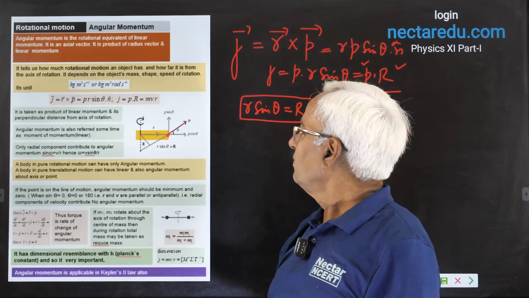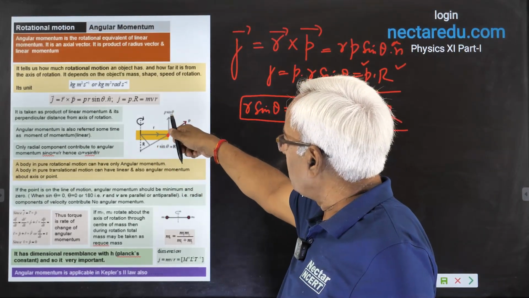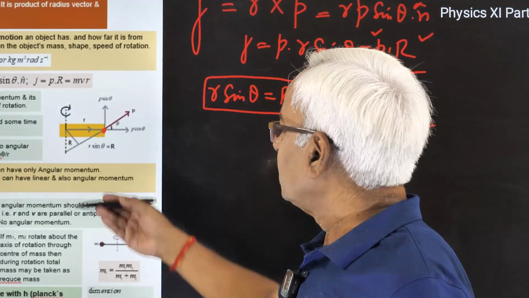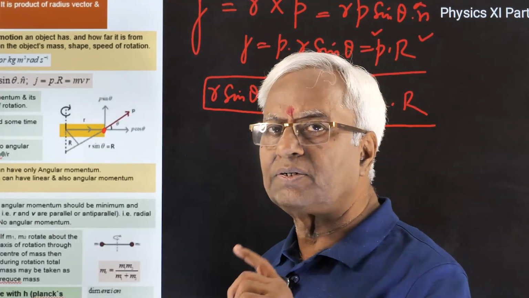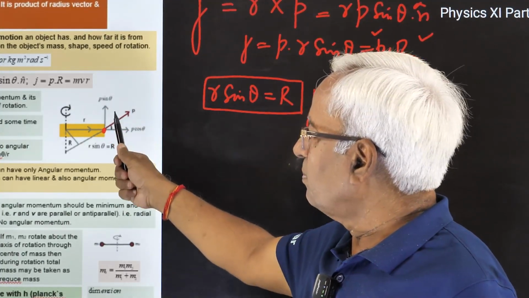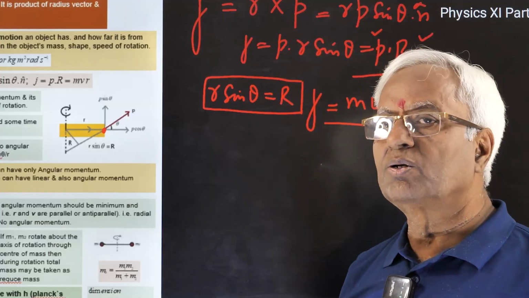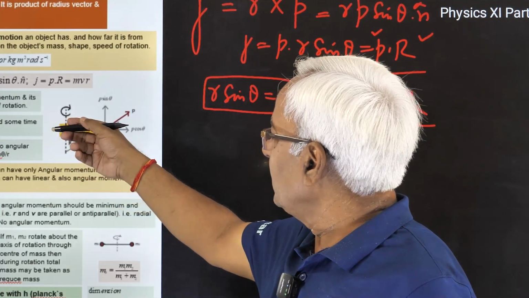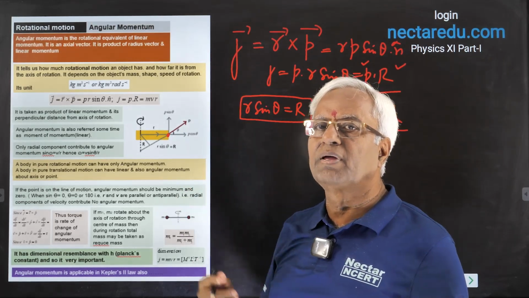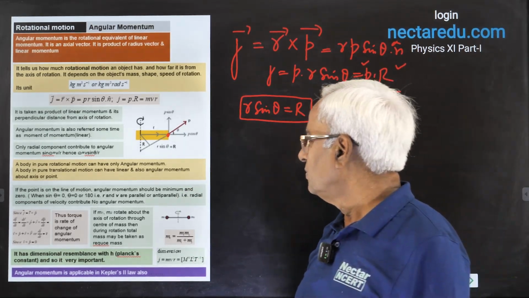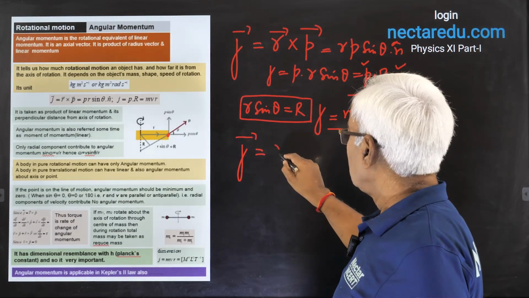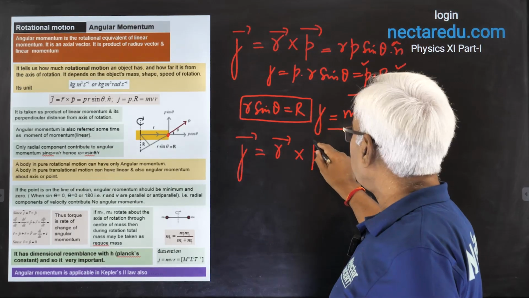See, here P sine theta appears in the relation, not P cos theta. So you might say that the radial component doesn't contribute to angular momentum, only the tangential component is meaningful. You can also say if the point lies on the radial vector, then the angular momentum about it shall be equal to 0. You know this relation, J equal to R cross P.